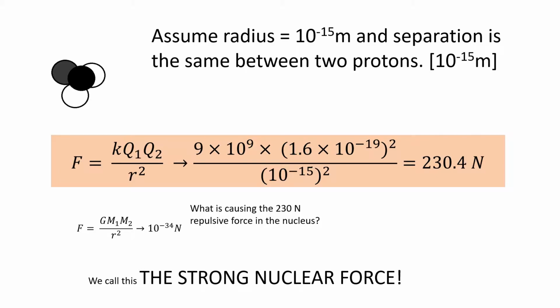Because if you use Newton's law of gravitation, you end up with 10 to the power of minus 34 newtons. So it is much smaller. The gravitational force between two protons is much smaller than the electrostatic force between two protons. So what is overcoming the 230 newtons of repulsion in the nucleus? Now we call this the strong nuclear force.